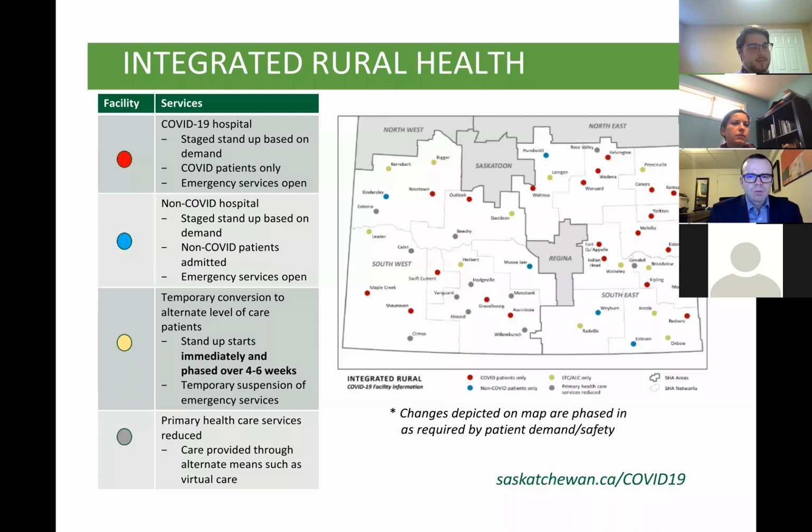Here's the map of rural, and many of you might have already seen this, in terms of those sites that are identified as COVID patients only, or COVID hospitals, and non-COVID hospitals. The yellow dots identify long-term care that would be ALC only in terms of the hospital side, and then a number of primary care sites that have seen some service reduction. So a point to emphasize here is that facilities identified as COVID hospitals and non-COVID hospitals would still see their emergency departments remain open throughout the whole response plan.